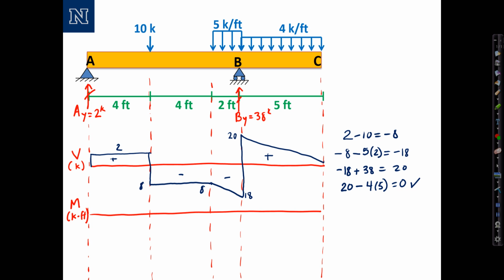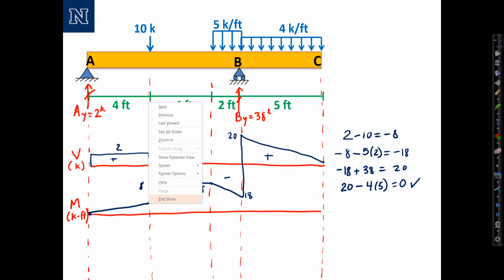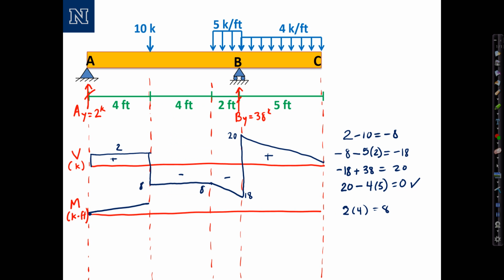Now for the moment diagram. We're starting at point A, working from left to right. Point A is a pin support, so the moment has to be equal to 0. Then over the next part of the diagram, the shear is constant, so the moment is going to increase linearly. We calculate its value as the area under the shear diagram, which would be 2 times the length over which it acts, 4, equals 8. So this value is 8 right here.